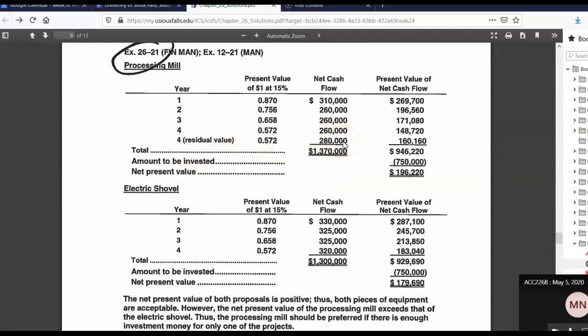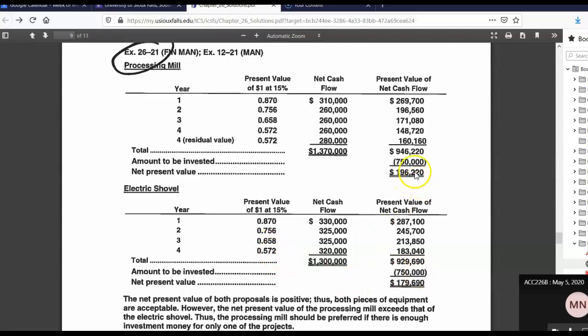So they're going to get that cash back. So to compare all the cash flows from the 4 years of the electric shovel to the 4 years of the processing mill, we got to keep them apples to apples. We have to include that residual value here. And because it's different cash flows for every year for both alternatives, we have to list them all out, the present value of $1. So we list those all out.